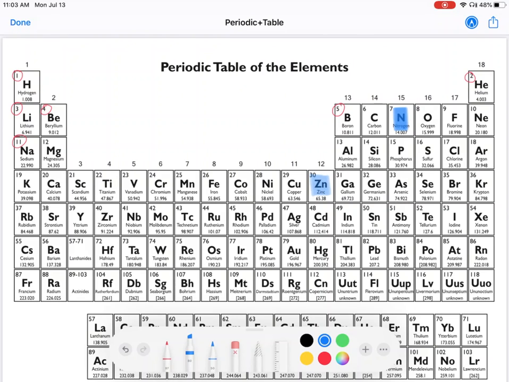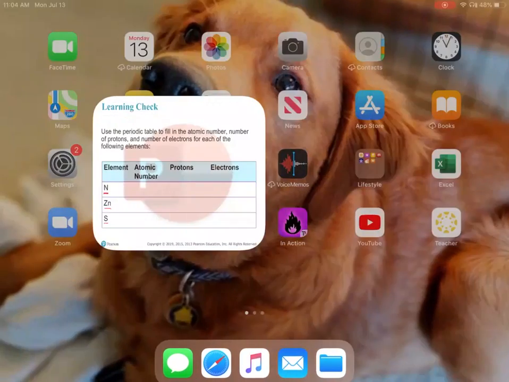And then what about S, sulfur? That is right there. Okay. So nitrogen has an atomic number of 7. Zinc has an atomic number of 30. And sulfur has an atomic number of 16. So those are here, here, and here. Okay. So let's write those down.